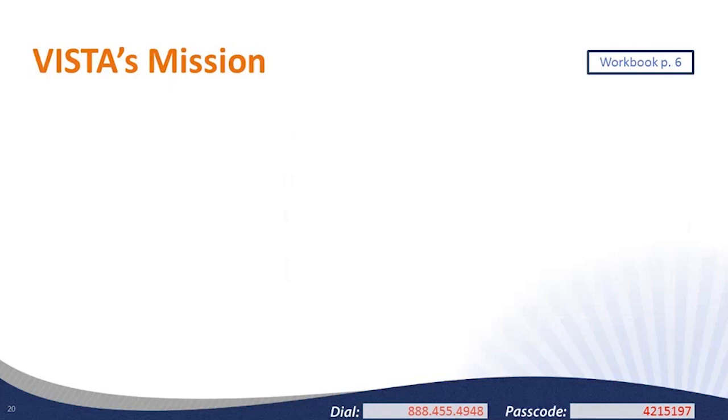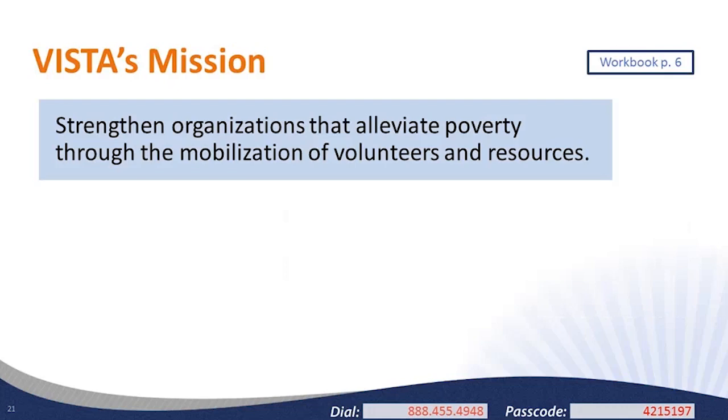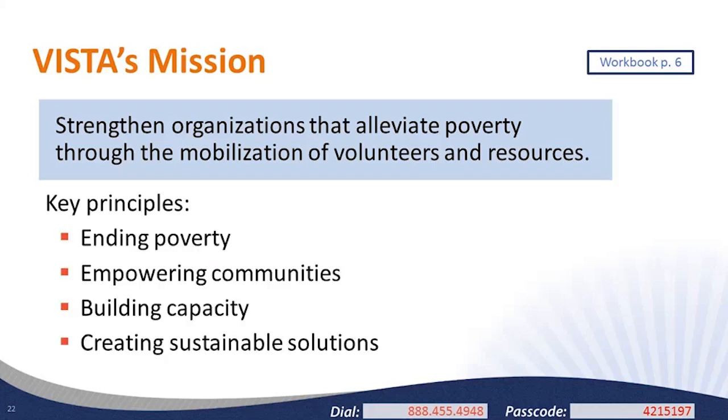All right. So, when asked to describe VISTA service, our elevator speech, that is VISTA's mission, is that the VISTA program strengthens organizations that alleviate poverty through the mobilization of volunteers and resources. And in addition to our mission, there are 4 principles that underpin the program: ending poverty, empowering communities, building capacity, and creating sustainable solutions. So let's take a look at these 4 principles in a little more detail.